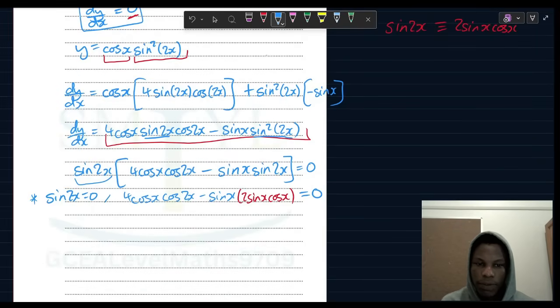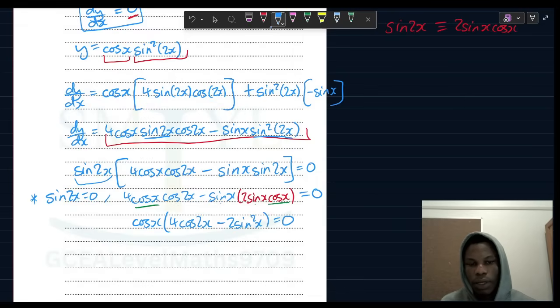Let's see if we can simplify this further. So here, hopefully you can see that we can factor out a cos x, right? So we've got cos x, and then we've got 4 cos 2x minus 2 sine squared x is equal to 0. And so now we've got either cos x is 0, that's another equation that we will need to solve, or the bracket is 0. So 4 cos 2x minus 2 sine squared x is 0.